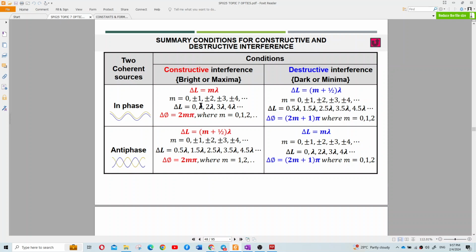Tapi kalau anti-phase punya source dia terbalik lah. Seperti m lambda ini untuk bright fringe sudah jadi dark fringe for anti-phase. Ini salah ni. Ini sepatutnya 2. Ini pun carry forward ni. Ini salah ya. Ini here is 2m pi. Sini salah, nota salah. Ini patut 2m plus 1. Salah nota ya. Ini sepatutnya carry forward juga. So sorry lah ya.